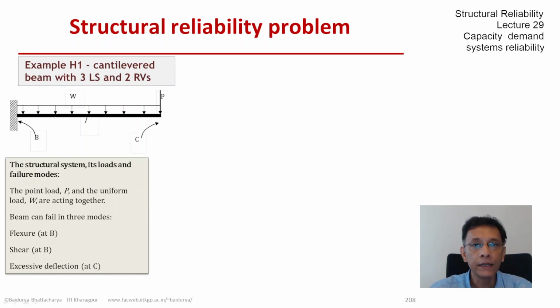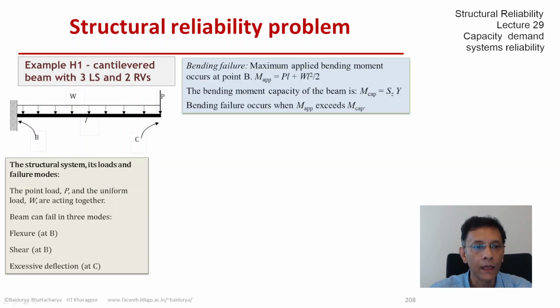Also, it's clear that now we are looking at a logical arrangement of 3 failure modes, which give rise to a series system, as we will see. First, let's look at bending failure. So the maximum applied bending moment comes simply from statics. It's PL plus WL squared by 2. The bending moment capacity, looking at plastic section modulus, is Z times Y, Y being the yield strength, and bending failure occurs when the applied moment exceeds the moment capacity.